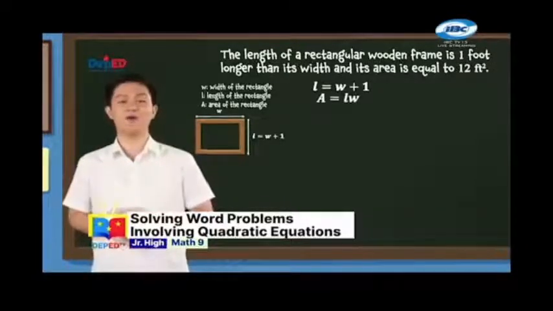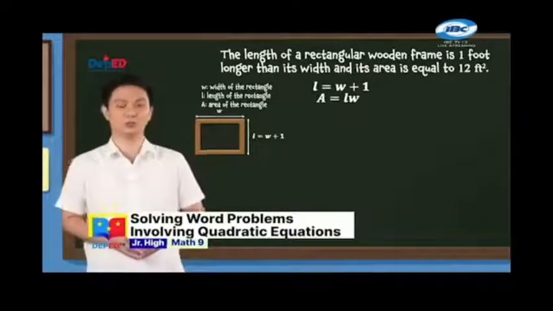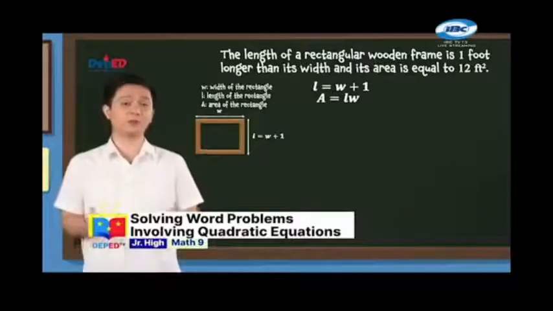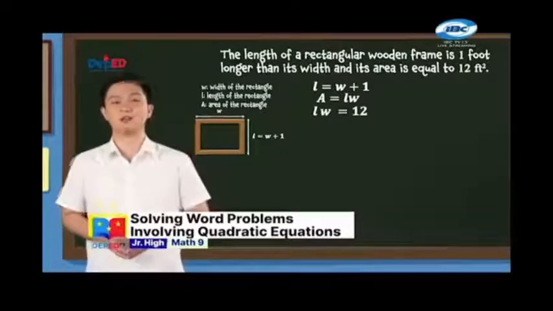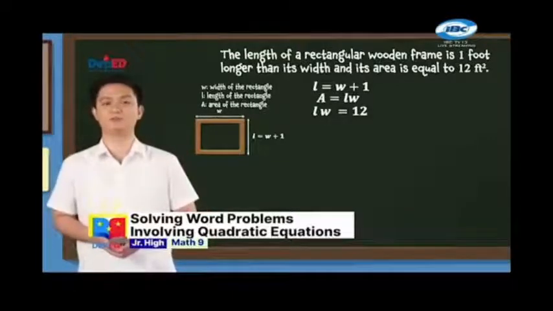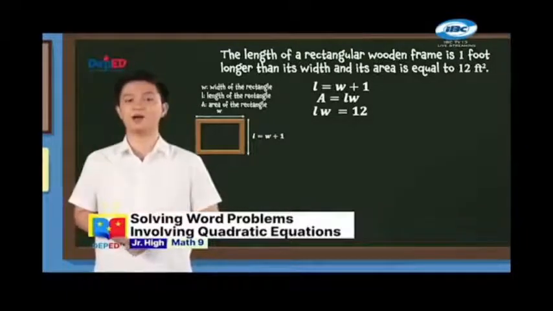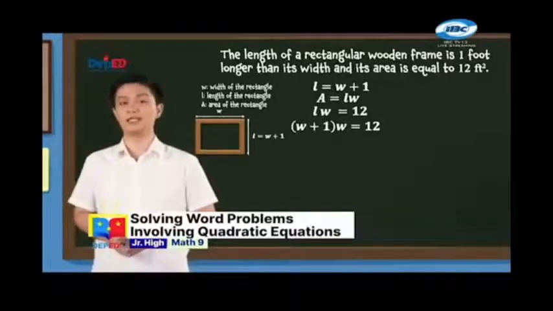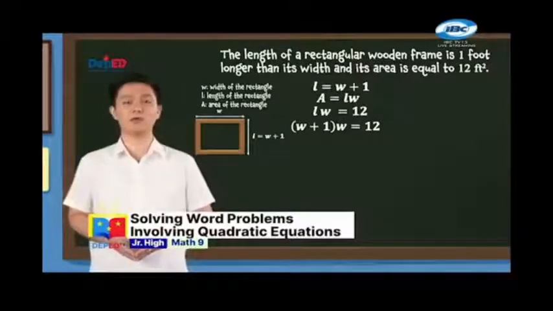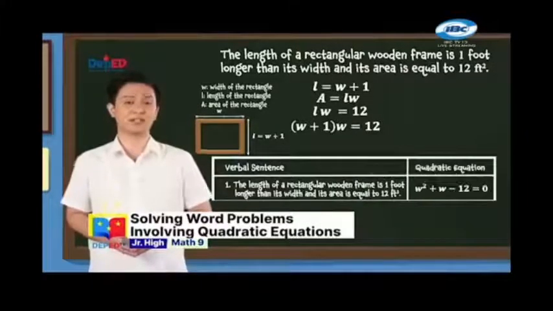The area A of a rectangle is obtained by getting the product of its length L and width W. The area of the rectangle referred to in the problem is 12 square feet. This means that the product of the length and the width is 12. So, in terms of the width, the equation representing the area of the rectangle is W plus 1 times W equals 12. In standard form, this can be expressed as W squared plus W minus 12 equals 0. Let's record this in a table.